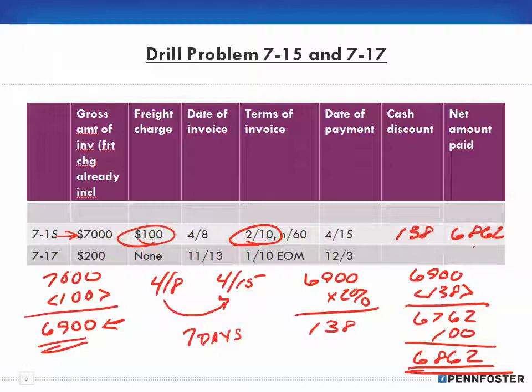Notice, either way works. You're going to end up with 68.62, but by using the 7,000 and understanding what's included in the 7,000, I saved myself one step. I saved a little bit of time because I didn't have to add back in the $100, because it was already included in the 7,000, and all I need to do is subtract out my discount amount. Okay. So that's how that works.